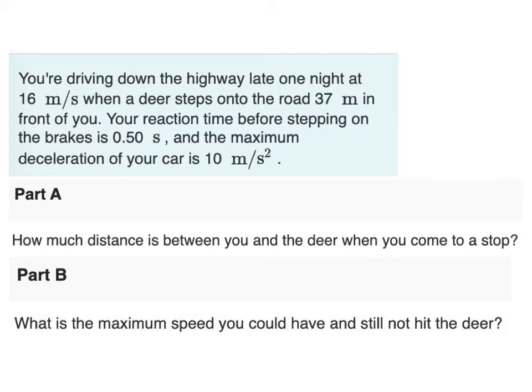Part A is how much distance is between you and the deer when you come to a stop. And part B is what is the maximum speed you could have and still not hit the deer. Remember that step one is always draw a picture. So I'm going to try and draw a picture up here.